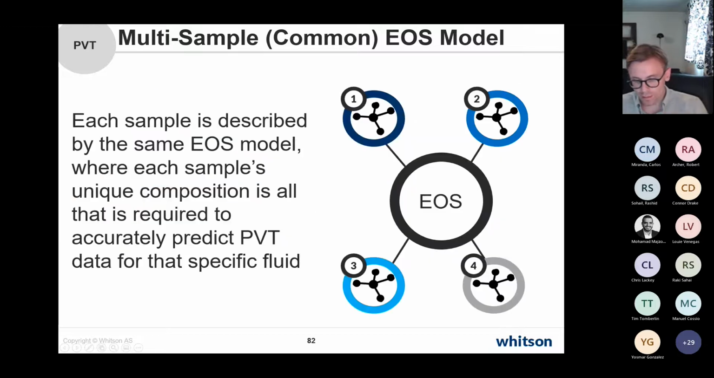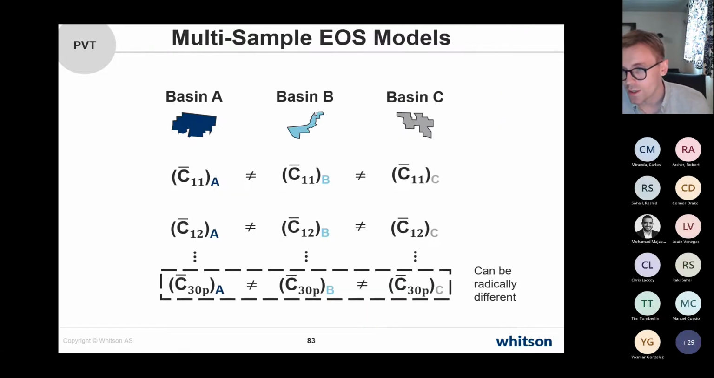And if you really want to be rigorous about it, we say that each sample is described by the same EOS model, where each sample's unique composition is all that's required to accurately predict PVT data for that specific fluid. And the question that always comes up in the aftermath of talking about this is, okay, if this is possible, why isn't there one equation of state for all the fields in the world? We just use that. Well, in reality, the thing that we're dealing with is different fluid systems that have the same components up to C6, typically C1 to C6.